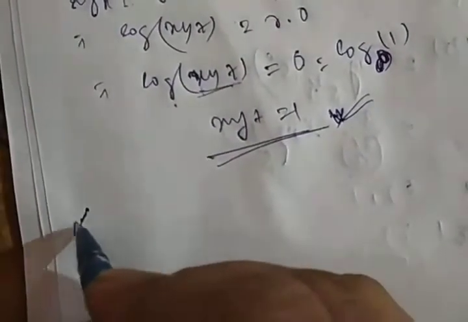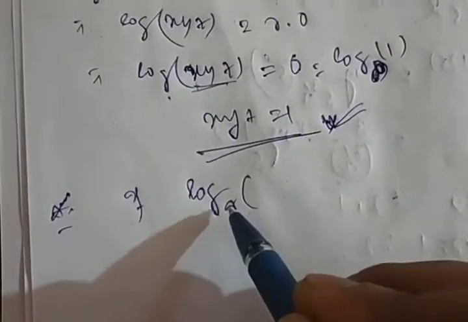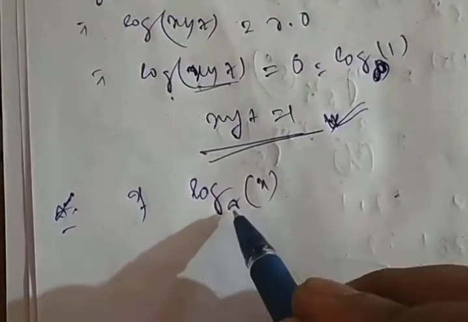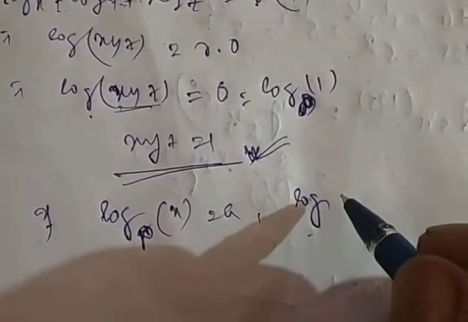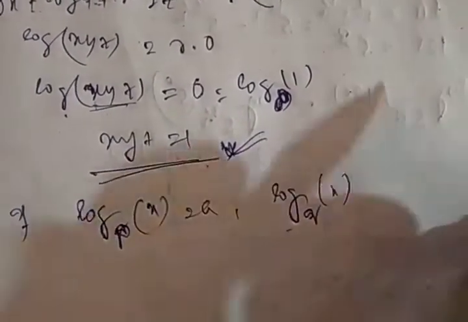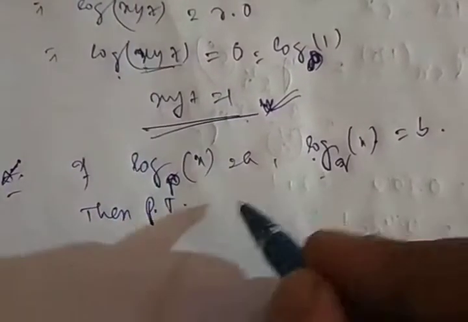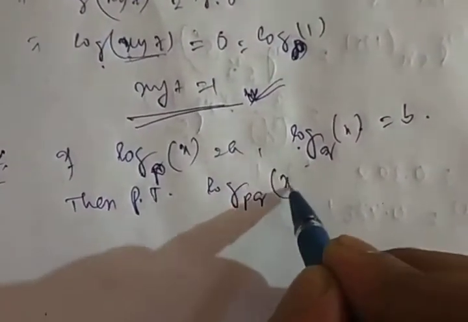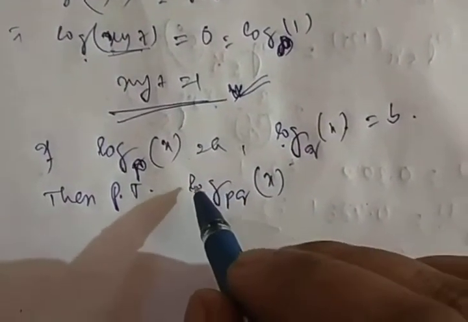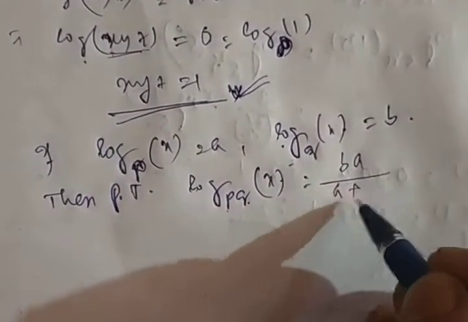Okay. Next question is, if log of x with respect to base p equals a, log of x with respect to base q equals b, then prove that log of x with respect to base pq equals ab by a plus b.